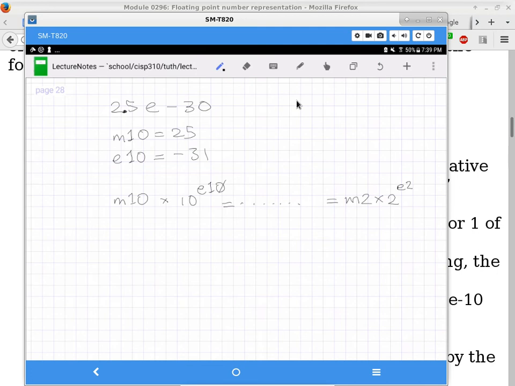All right. So how do we change E10 from negative 31 to, let's just say, negative 30? I have to divide the Mantissa by 10, don't I? Because if I increment the exponent of base 10, I have to cancel out that operation by doing something with the Mantissa. But dividing 25 by 10 as an integer division has a problem. What kind of problem do you think that is?